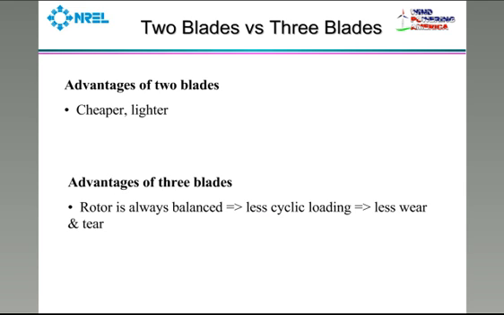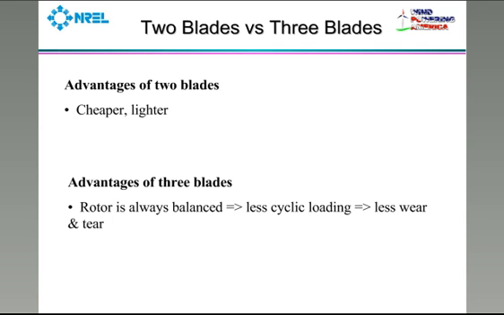2 blades versus 3 blades. In principle, you could get by with 1 blade and a counterweight, but that's a stupid design for a lot of different reasons. So 2 blades is the minimum you'll see. The advantage of that is you're just paying for 2 blades rather than 3, so it's cheaper and it's a little bit lighter on the hub.